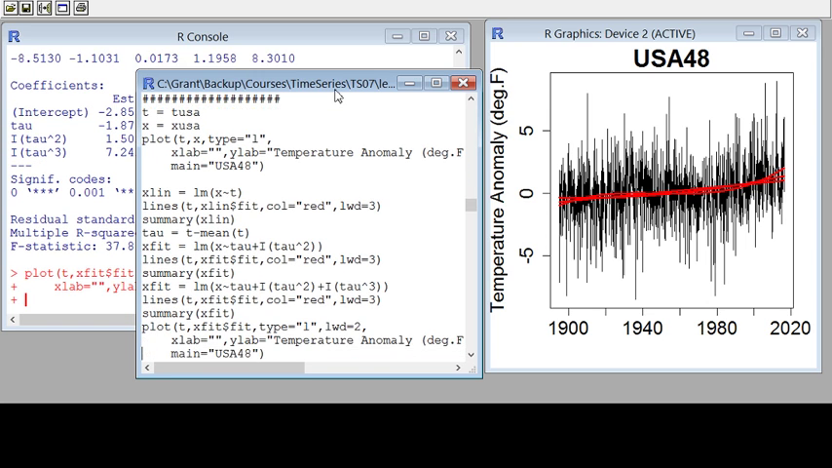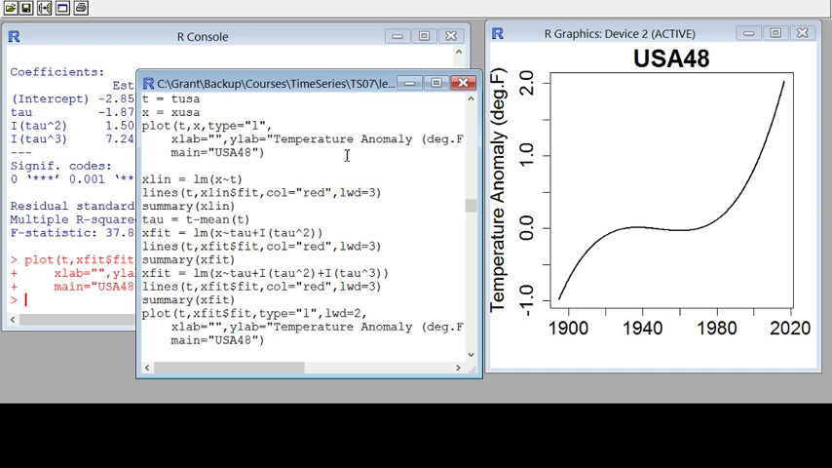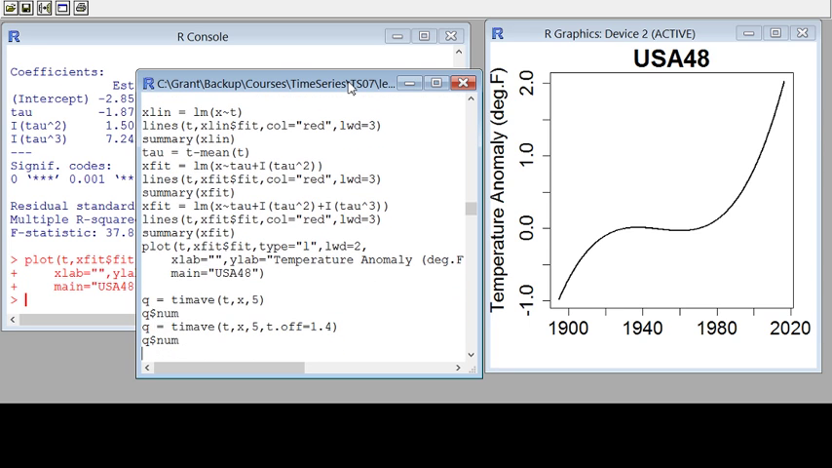And in fact, I can even plot the long-term pattern itself. And the pattern we see is an early rise, then a very slight decrease for a while, and since around 1980 or so, it's been increasing much more rapidly. By the way, these temperatures for the USA are in degrees Fahrenheit, not degrees Celsius.